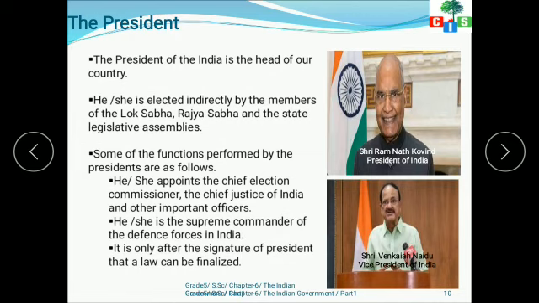And he is our Vice President. Who is our Vice President? Shri Venkaiah Naidu. He is the Vice President of India, right? Now move to the next.